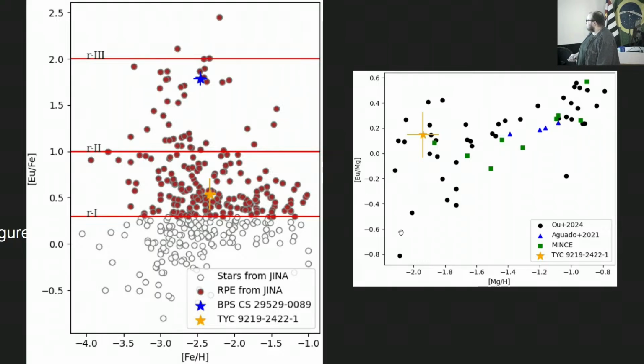merger. So here you have stars that have been associated with the Gaia-Enceladus merger. And here you can see TIC kind of fits this magnesium part of the stars that have been associated to the Gaia-Enceladus.